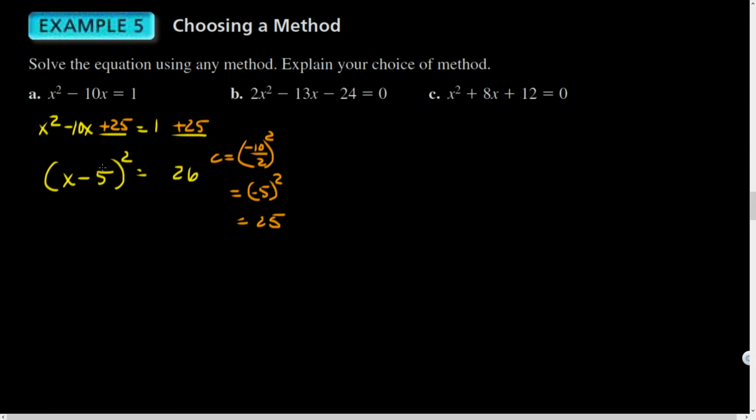And now the benefit of completing the square is I have one variable represented in one expression, and I can get rid of this square by rooting both sides. But of course, I get a plus or minus. I wouldn't forget it. Plus or minus square root of 26. No perfect square goes into it. And then add 5 to both sides.